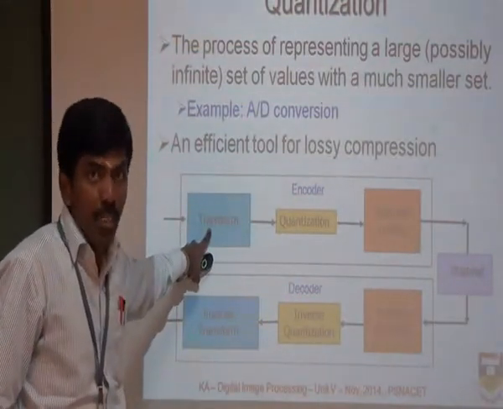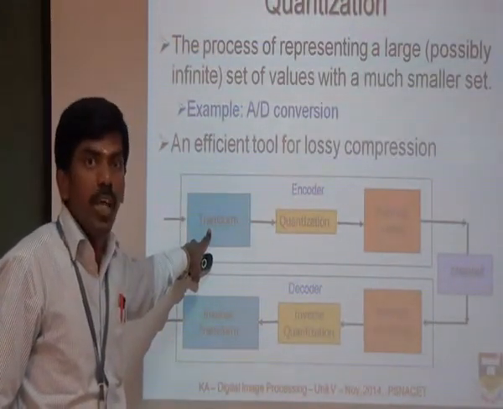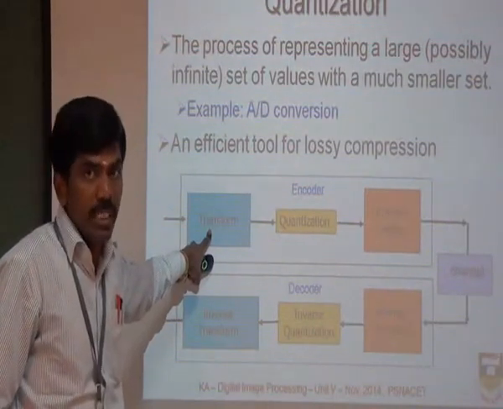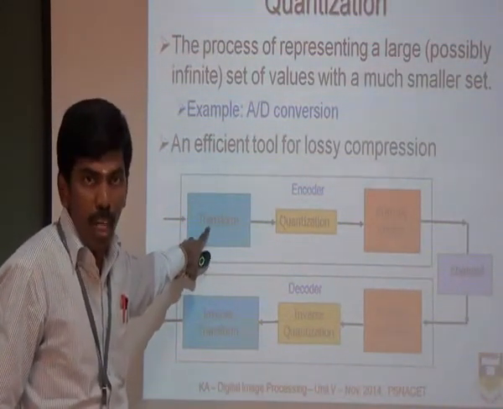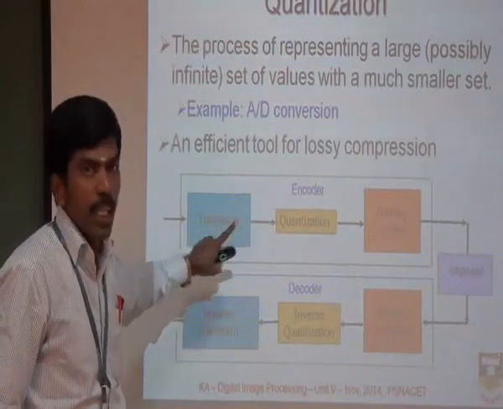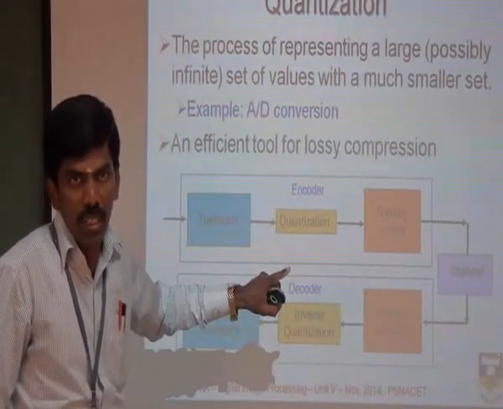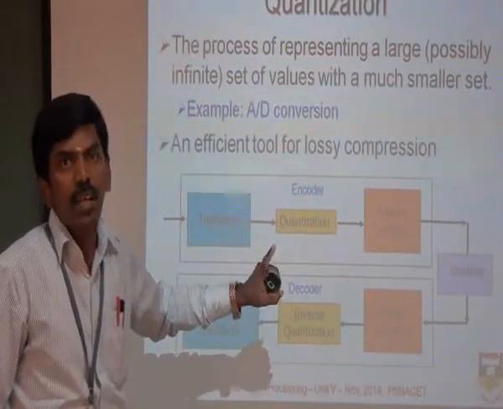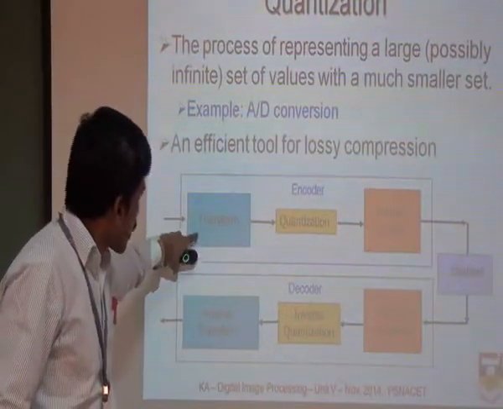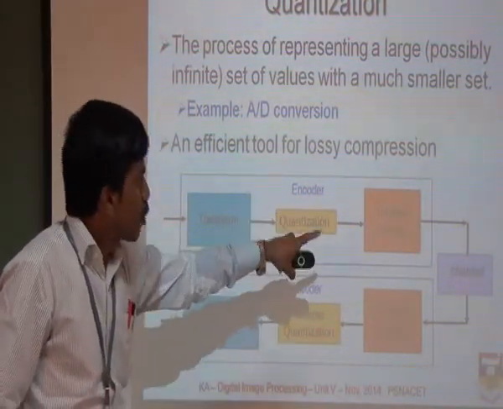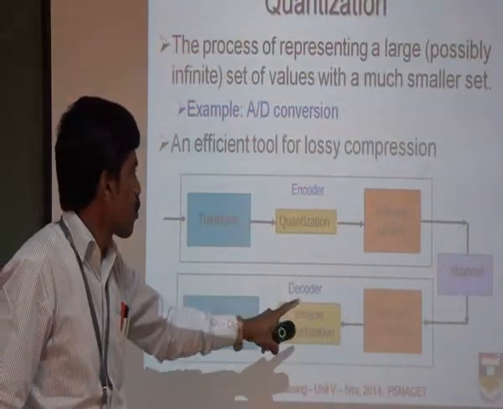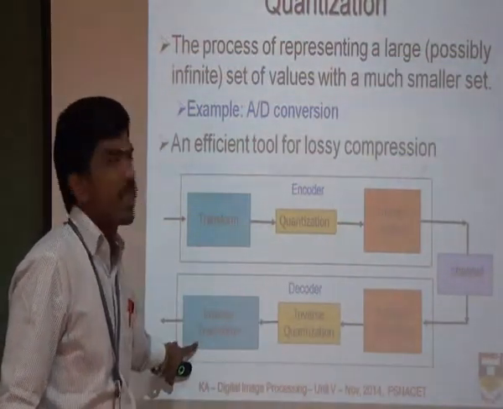It's not lossless compression. Lossless compression, your Huffman code and arithmetic code, are all lossless compression. That is called error-free compression. But lossy compression examples are MPEG compression and JPEG compression; any video compression is called lossy compression. So they use transform, quantization, entropy coding, the channel, entropy decoding, inverse quantization and inverse transform.